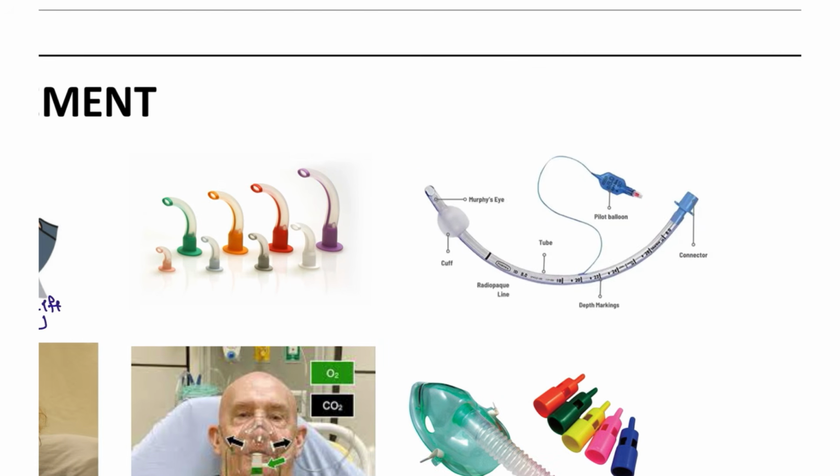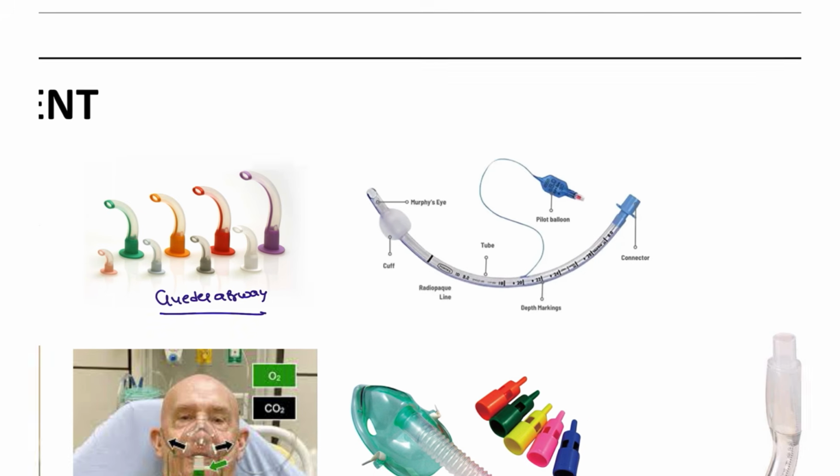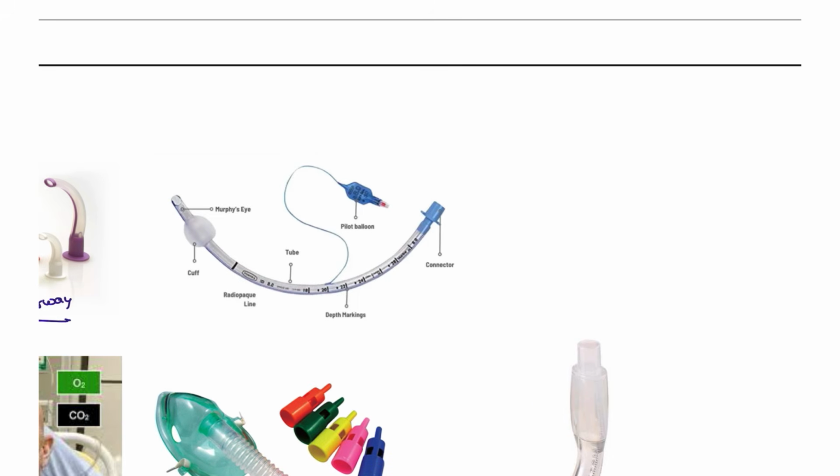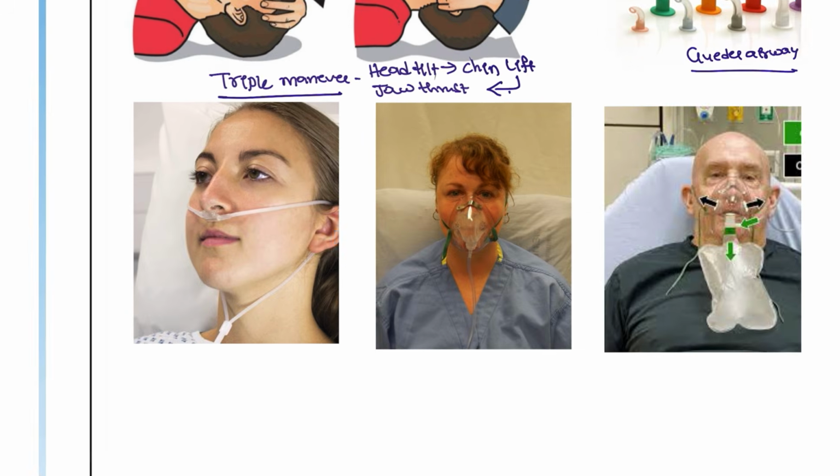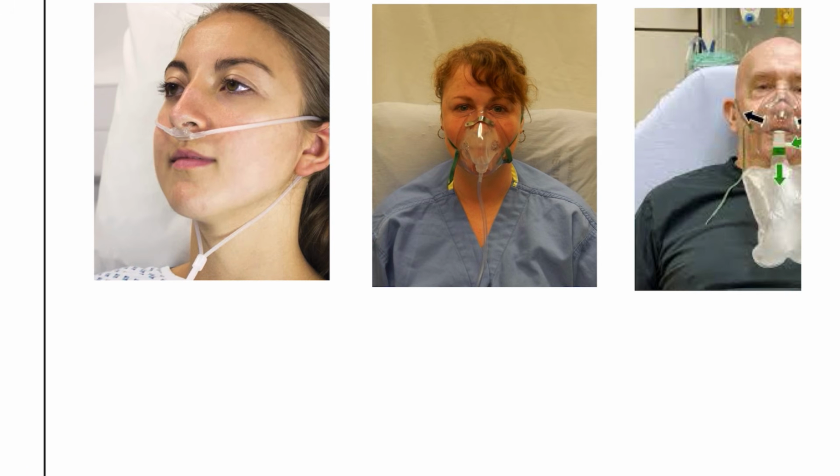Then we can also proceed to the Guedel's airway. Guedel's airway is to prevent aspiration and tongue collapse. And next, we can also go for the ET tube, right? Especially you have to use the cuff because the cuff will decrease the risk of aspiration. Next, other patterns, how we are going to treat this patient.